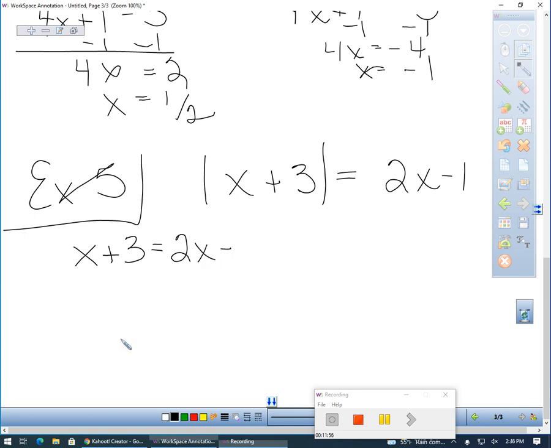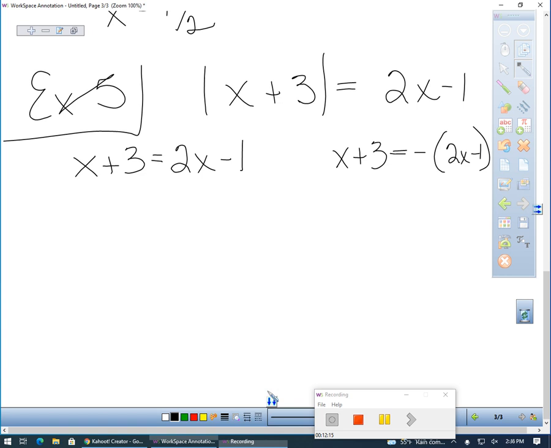What do you think it is, CJ? It is x plus 3 equals negative 2x plus 1. Very good. x plus 3 equals the opposite, or negative, of 2x minus 1. TJ is right. We just switched it all, right? Yep, negative in parentheses, and we're going to end up distributing, Irene, okay? All right, so let's do this side first.